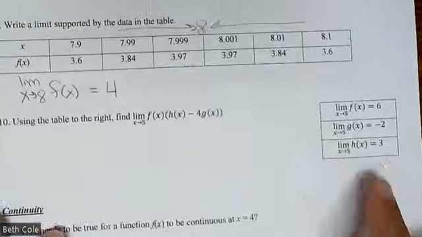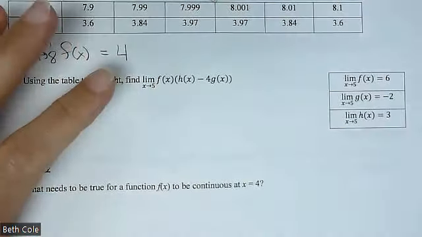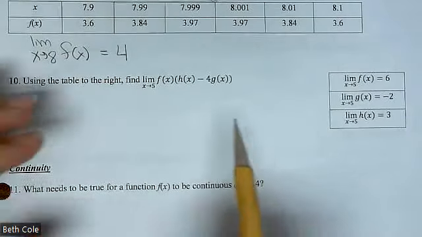All right, using this information over here, find this limit. Do you remember when I showed up on the board all the limit properties? Like if you add, then add them. If you subtract, then subtract them. Do you remember that? That's how this shows up on it.